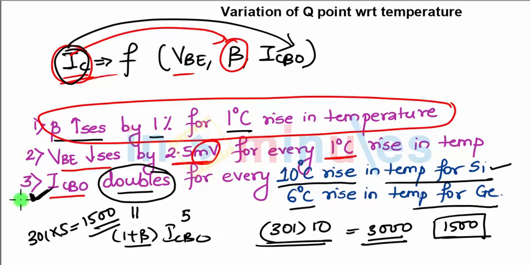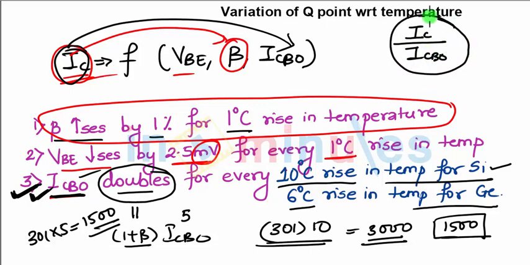So we will study this more deeply. The stability analysis will be more focused on the change in IC with respect to ICBO. We'll study the stability analysis basically because of the change in IC due to change in ICBO. We will focus on this rather than the other two. We are just noting the effect of the other two, but we'll study in detail the change in IC because of ICBO. This is the concept of variation of Q point with respect to temperature.